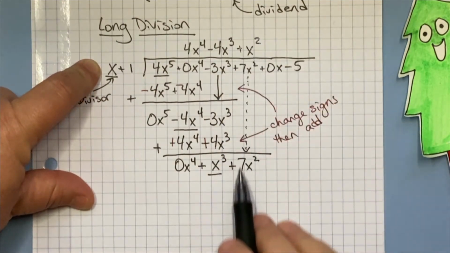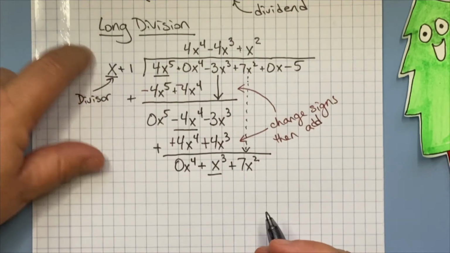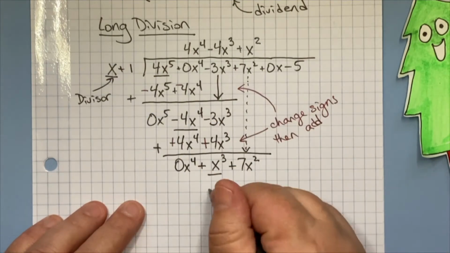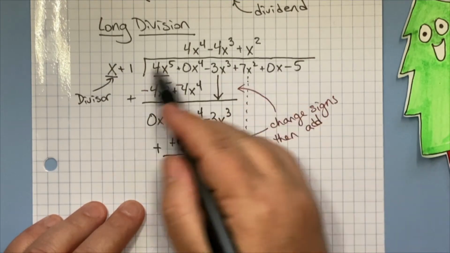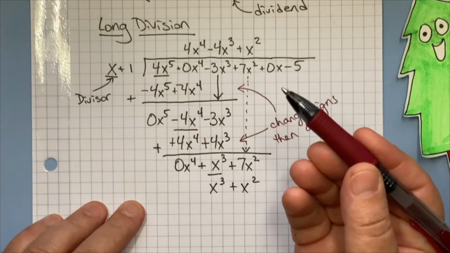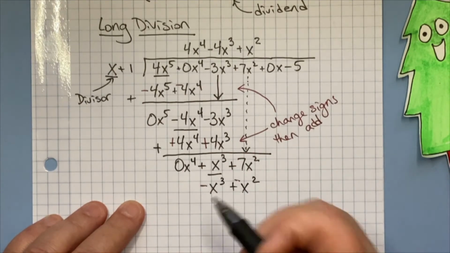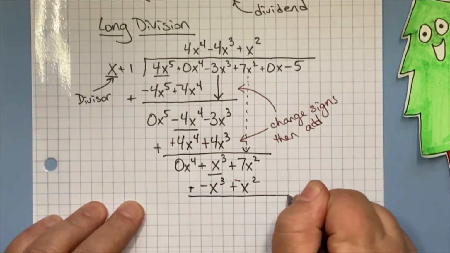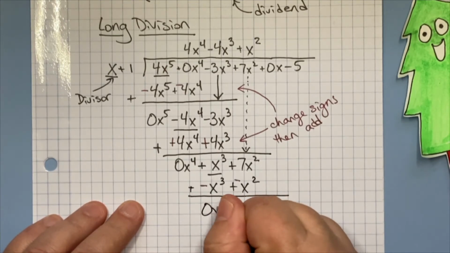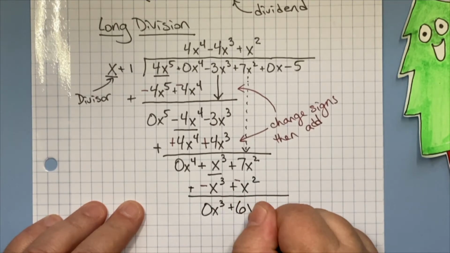And again, there's my x squared column. See how I'm keeping them all lined up? It's kind of nice. Makes me happy. If it doesn't make you happy, don't do it. Okay, x squared times x is x cubed. X squared times 1 is x squared. I'm going to bring the red pen. I'm going to change the sign. Change. And then I'm going to add. X cubed plus a negative x cubed, 0x cubed. 7x squared minus x squared is 6x squared.